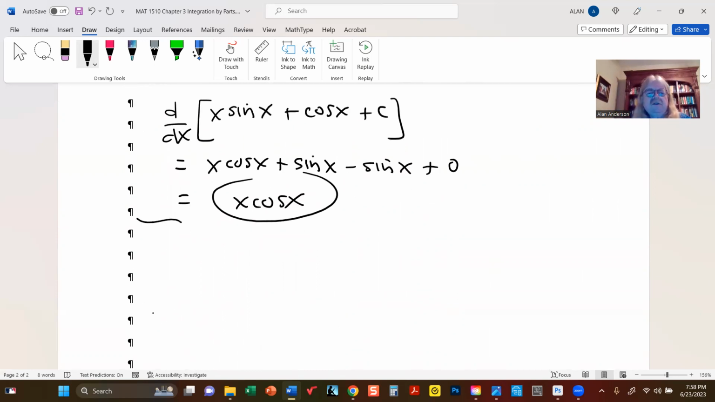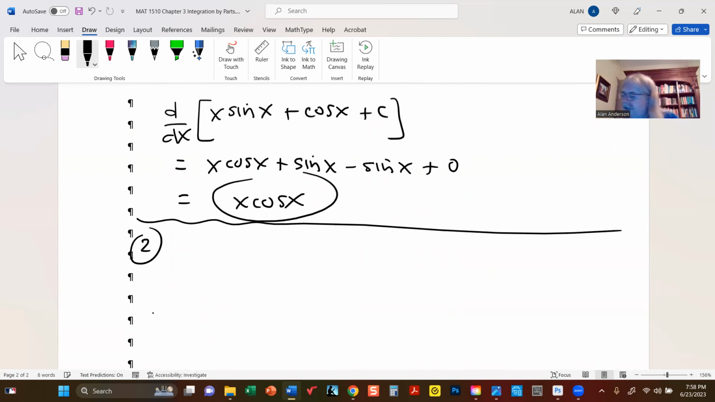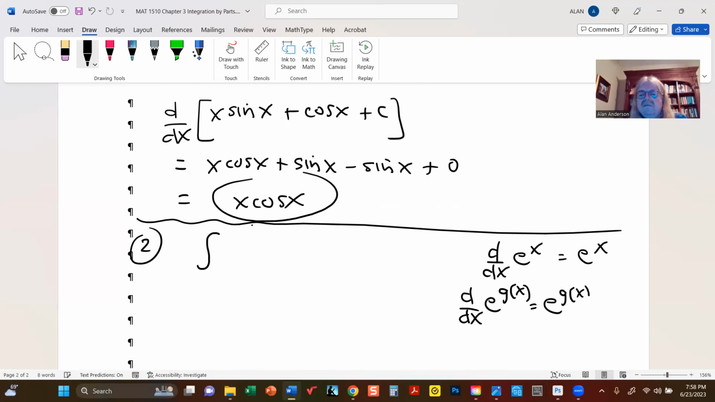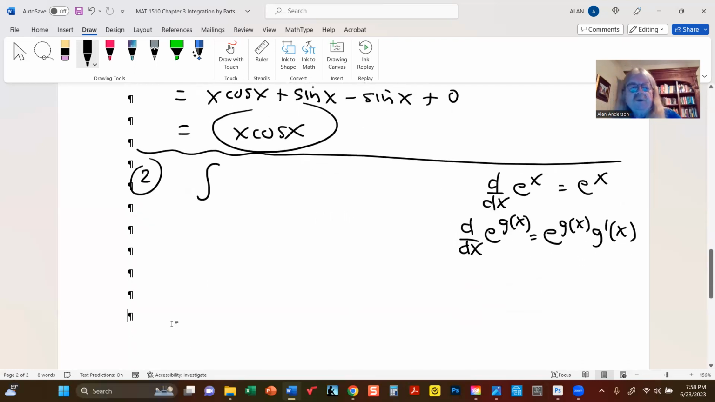All right, so let's try another one. Now, this one involves e to the x. Okay, here we go. Oh, and because of that, let's just quickly remind ourselves. In other words, the derivative of just e to the x by itself is e to the x, but the derivative of e raised to the g of x, based on the chain rule, which we saw the other day, is equal to e to the g of x times g prime of x.